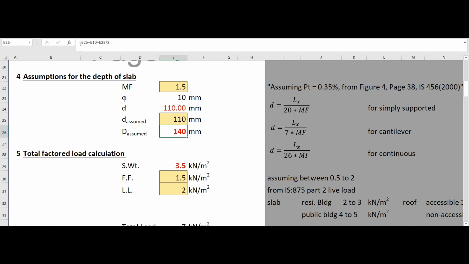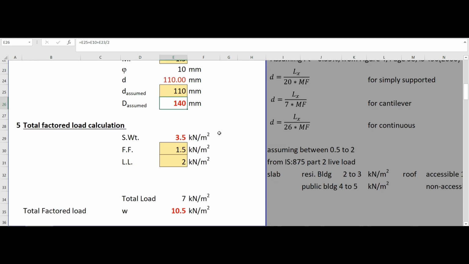So the overall depth of the slab is the effective depth plus clear cover, which is 25 mm, plus diameter of bar by 2. Here we have assumed 10 mm bars. So you get the overall depth of the slab as 140 mm.